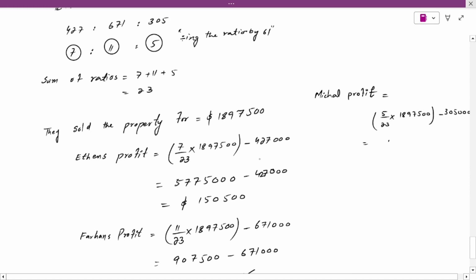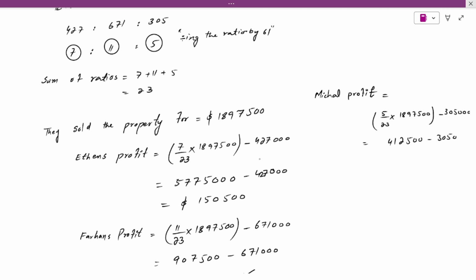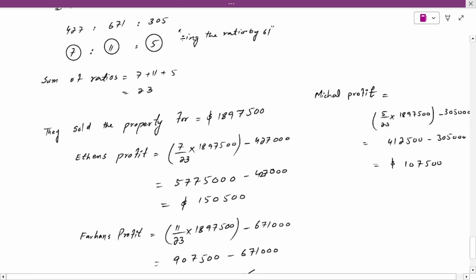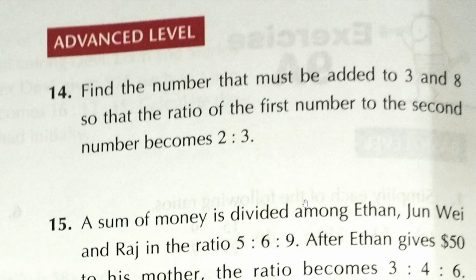Calculating this, we get 412,500 minus $305,000. Subtracting, we get the profit of Michael, which equals $1,075. So this is the profit of Michael, Ethan and Farhan. So this was question number 13. Now we will solve question number 14.